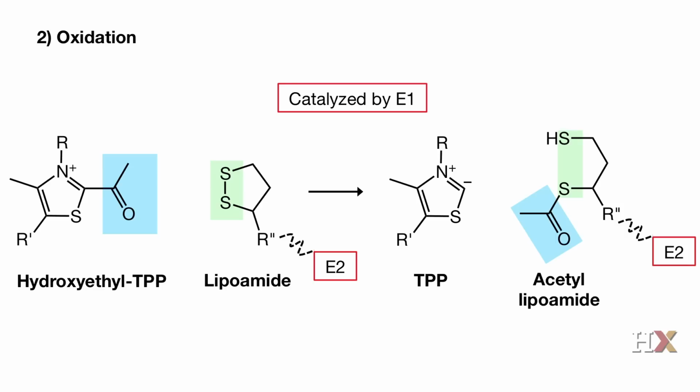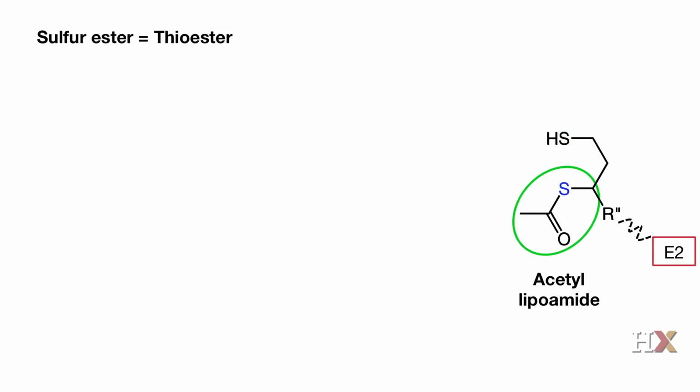You've probably heard about ester groups that contain an oxygen atom, and they are called oxygen esters. In our case, the ester group contains a sulfur atom instead of an oxygen. That is why it's called a thioester. Thioesters have a very large standard free energy of hydrolysis, and one could say that the formation of a thioester bond in the acetyl lipoamide activates the acetyl group.